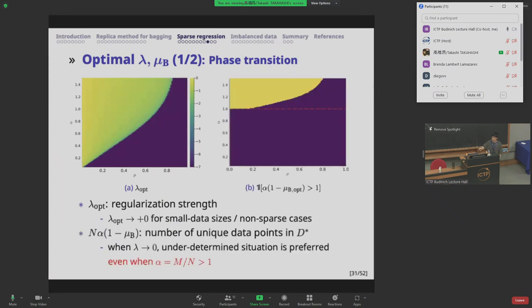And what's happening in the purple region? To confirm this point, I also plotted whether the number of unique data points in each resampled data set is greater than the parameter dimension or not. In the purple region, an underdetermined situation is achieved in each randomized data set. The region below the red line is very trivial because the obtained data set is already smaller than the parameter dimension. But what's interesting is the upper right region. In this region, even though there are very many data points, the best choice is to use small mu b so that for each randomized data set an underdetermined situation is achieved.